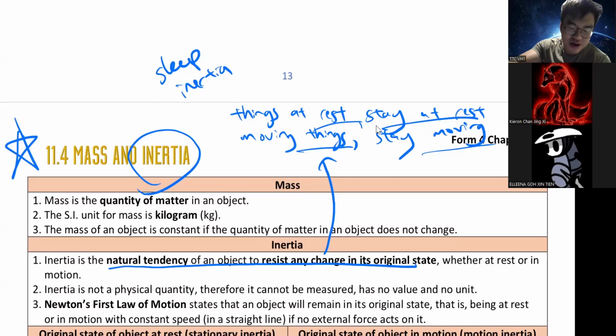The heavier you are, the higher the mass, the stronger the inertia. A bus is harder to move than a car. A bus is harder to stop than a car. Correct? Unless it's urgent, then you want to wake up. Okay, guys, am I making sense here?